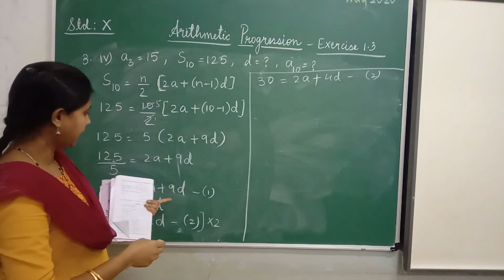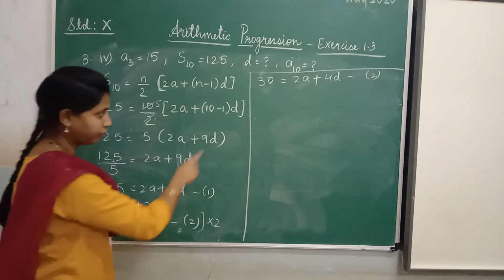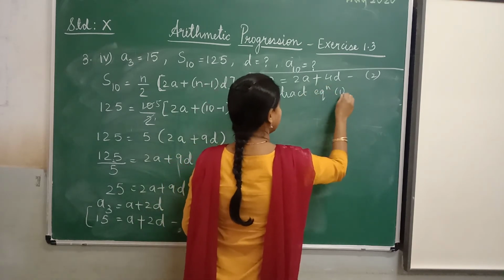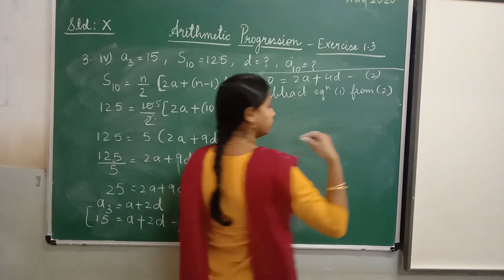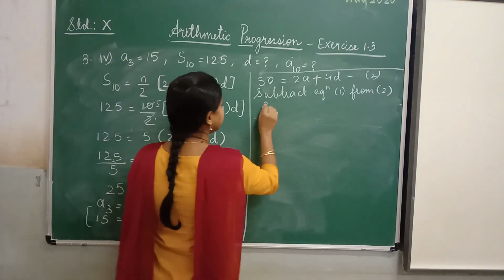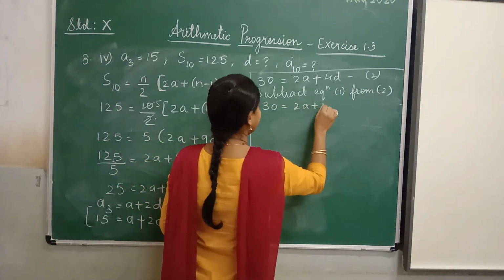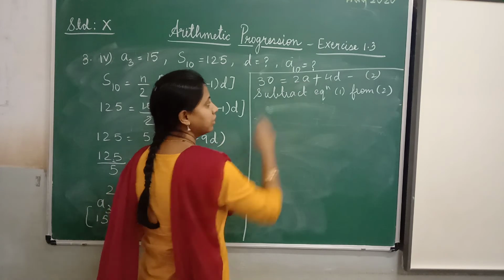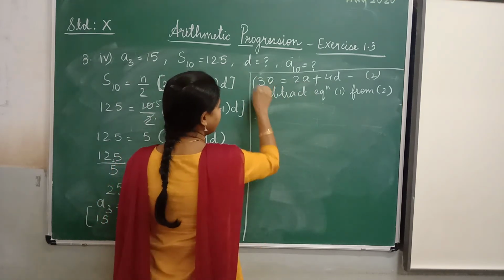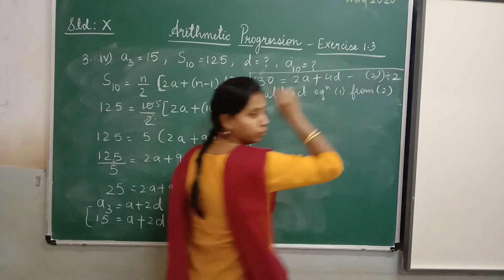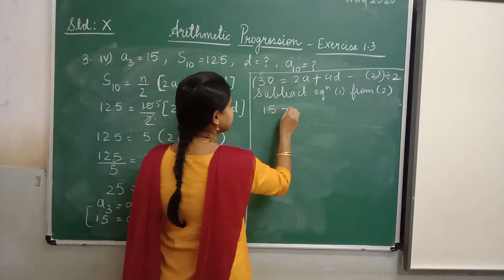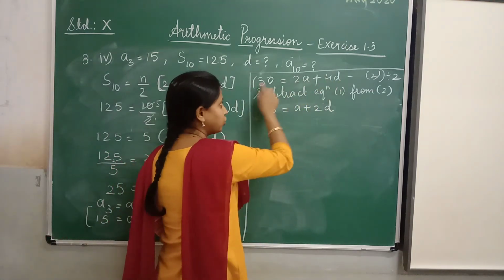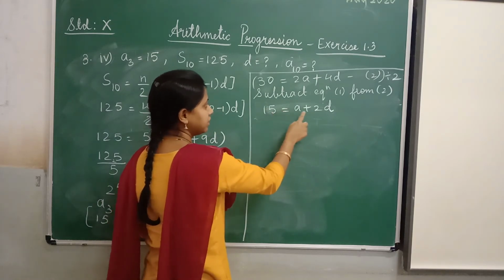Now subtract equation 1 from 2. So 30 is equal to 2a plus 4d. Now you can see 2 is common everywhere, so you can divide throughout this equation by 2. It becomes easier to simplify. So 15 is equal to a plus 2d. If you take out 2 as a common factor, the remaining is 15 is equal to a plus 2d.